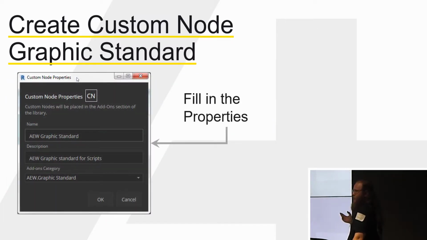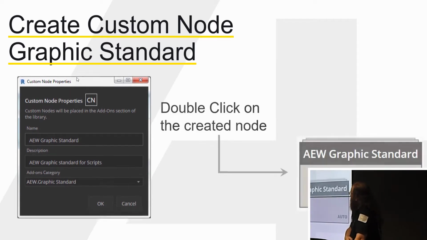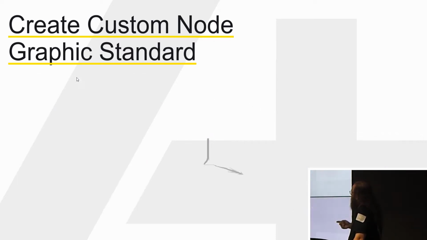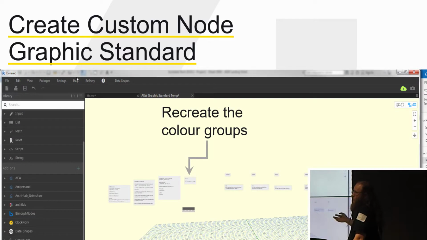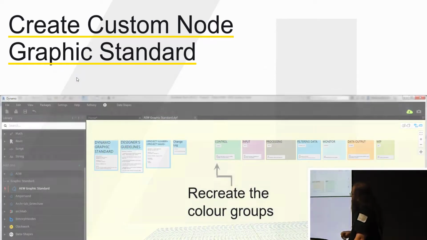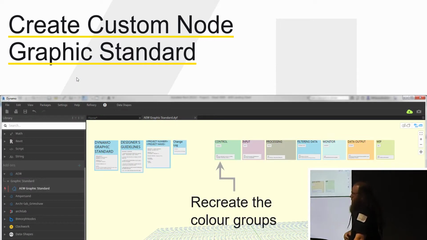You right click on the screen, create a custom node, fill in your properties, and you get a custom node that you can double click on. And then unfortunately you do have to re-add all the colours and regroup everything. You can delete that code block now. And once you've done, just click save.